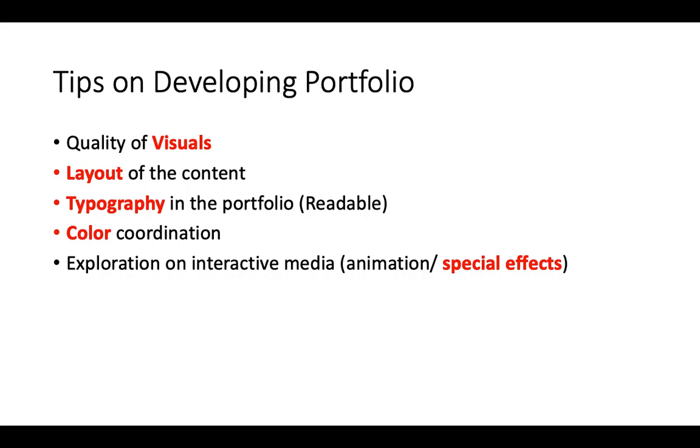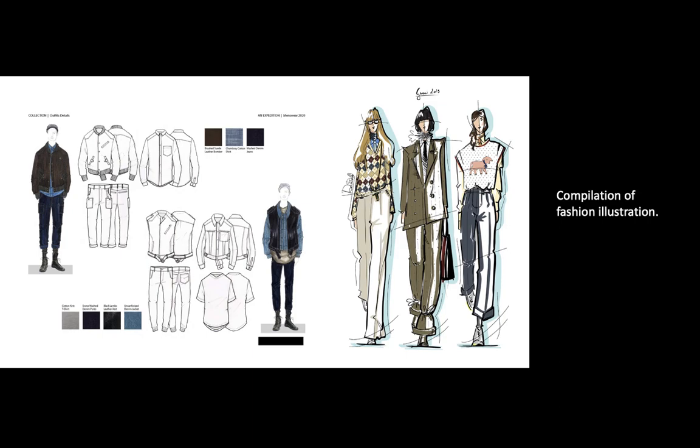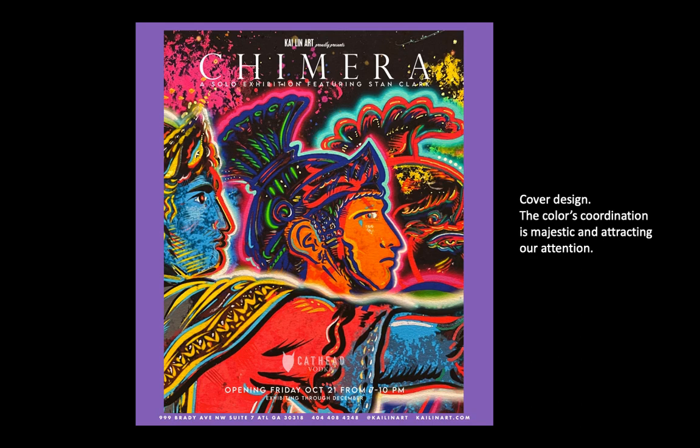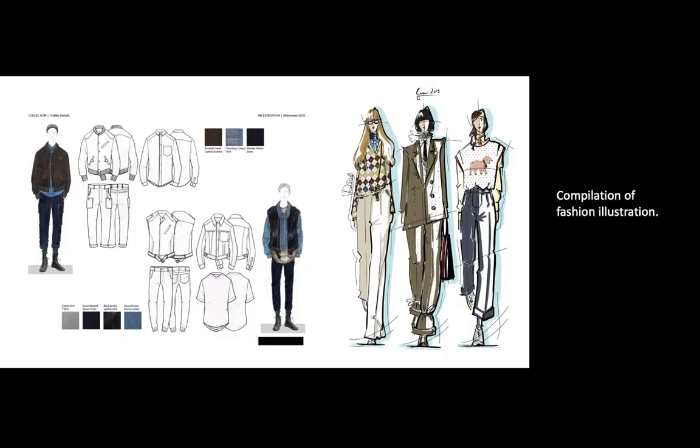Okay, let's see some examples of how designers or artists compile their artworks. This is an example of a fashion designer compiling her fashion illustrations. As you can see, it's nicely arranged on the white surface so that you can see the designs clearly.